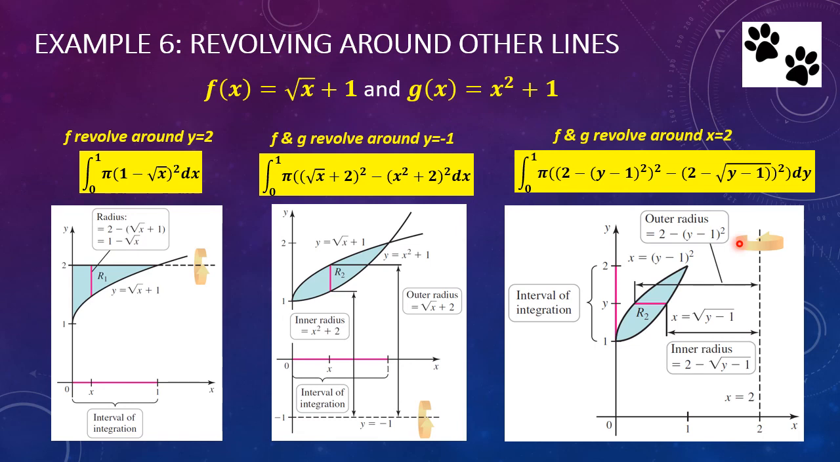Once you have these setups, it's easy to solve these integrals. Just take your time and focus. But you can see it's really important to look at the graphs and visually see where the radius would be from your axis of revolution. Y equals 2, y equals -1, and x equals 2. And then figure out what's the radius from there to the function. What's the distance from that line or axis of revolution to the function, whether it be a disk or whether it be a washer where you're going to have two different measures.